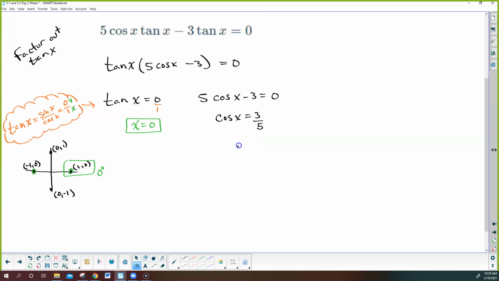So I'm going to bring cosine over, and I'm going to do this in my calculator.